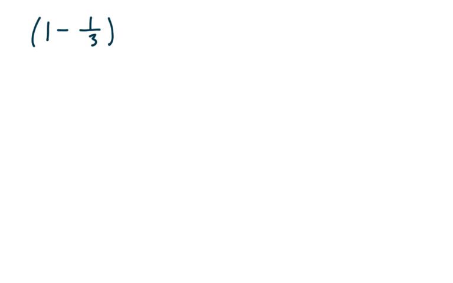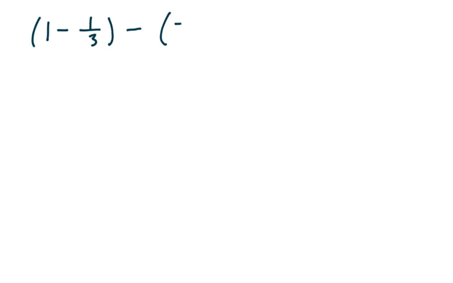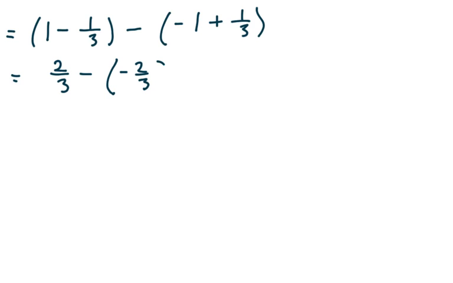And I'm going to subtract, by the way. When I plug -1 in for u, I get -1 plus 1/3. And so this is 2/3 minus -2/3. And so the answer to example 1 is 4/3. And with that in mind, let's take a look at example 2.